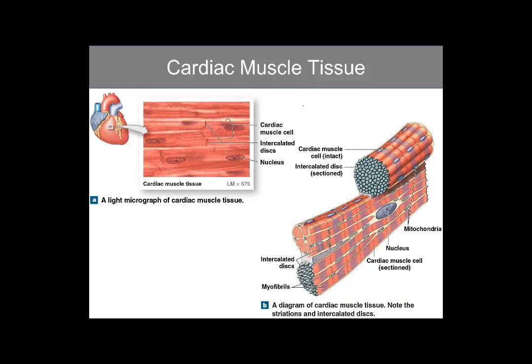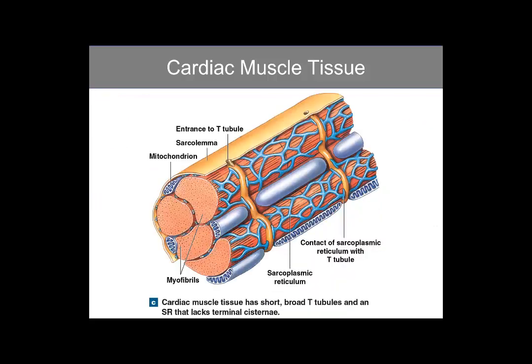Here we see the typical cardiocyte. Please note the intercalated discs located within this tissue in between the cells. Here's another view. Notice the wide T-tubules, and the sarcoplasmic reticulum is fairly different as well, namely in that they lack those terminal cisternae, those pouches that we see closely associated with the T-tubules.